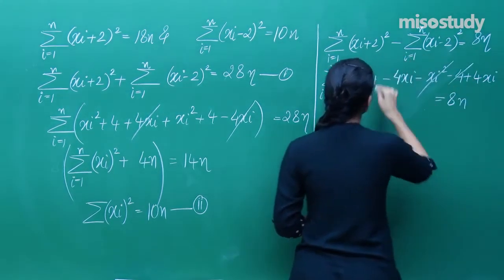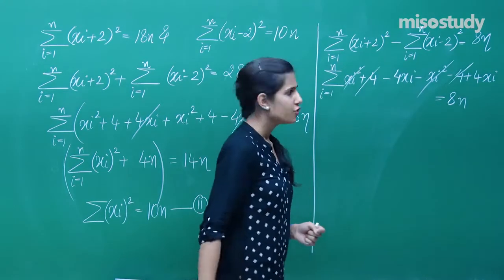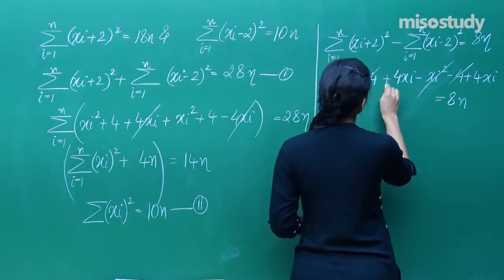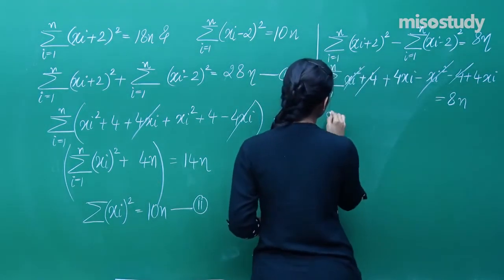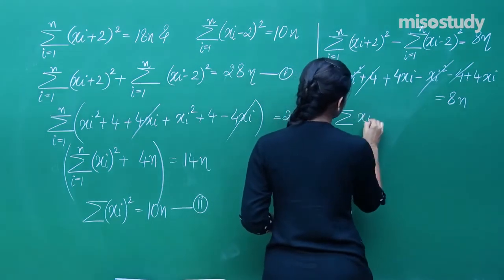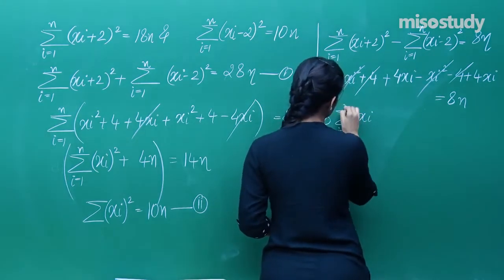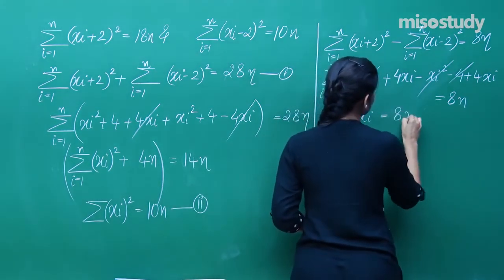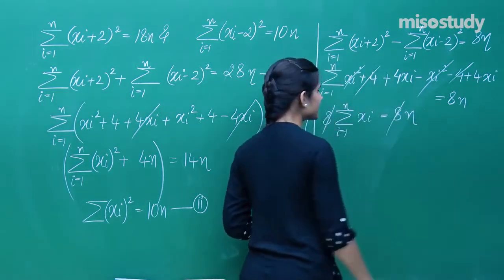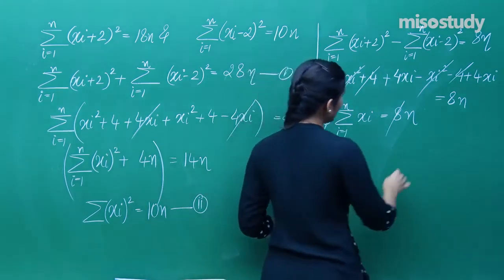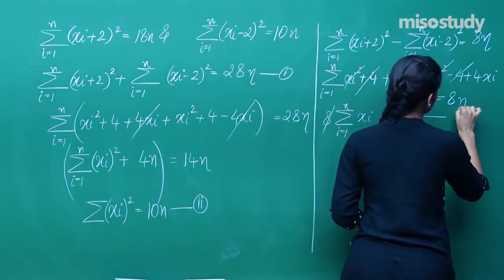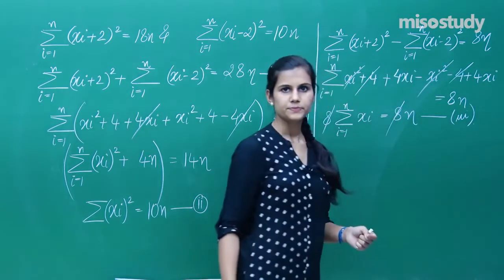So this gets cancelled, this gets cancelled. You are left with 8xi, 8 comes outside. This is what you are left with. 8 gets cancelled, and you have summation xi equal to n as the third equation.